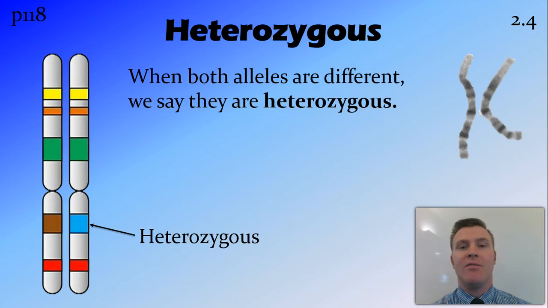If the alleles are different, we refer to them as heterozygous. So here we have heterozygous, which is one brown and one blue allele on each of the homologous chromosomes.